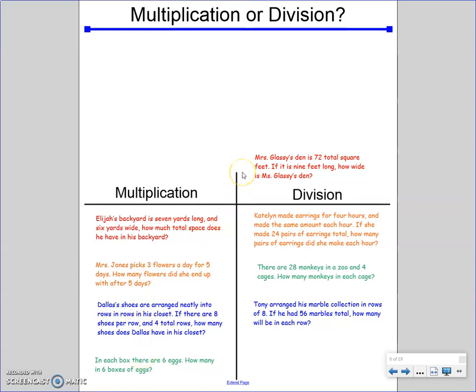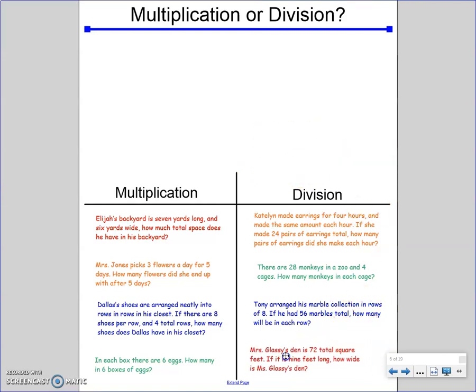What about this last problem? Miss Glassie's den is 72 total square feet. If it's 9 feet long, how wide is Miss Glassie's den? Is this a multiplication or division problem? I agree. Since we know the total area and we're trying to find how wide it is, this is a division problem. We would divide to find the answer.